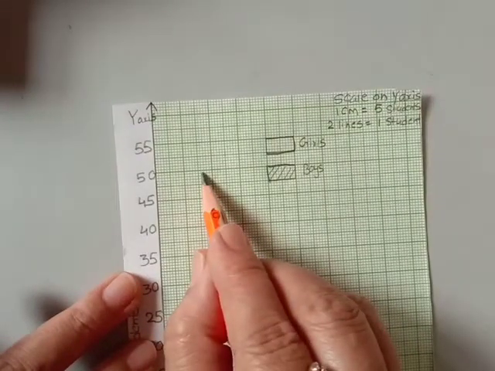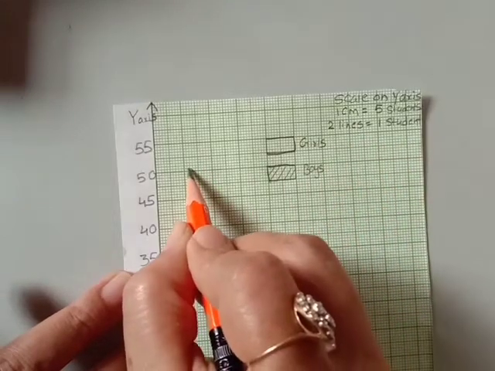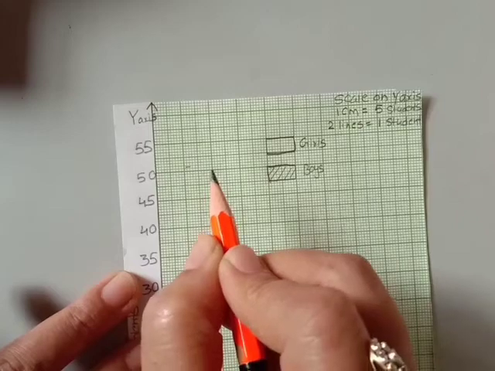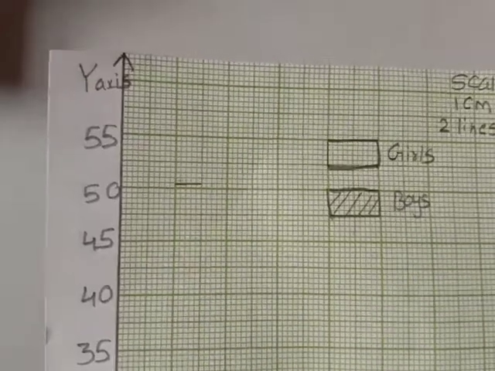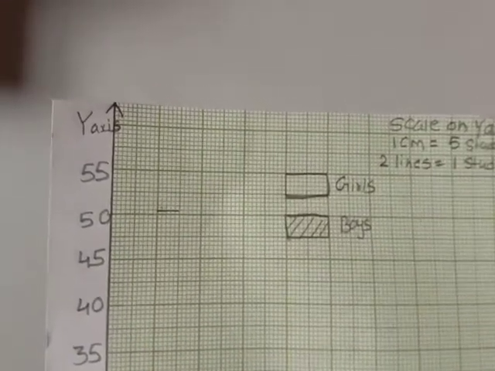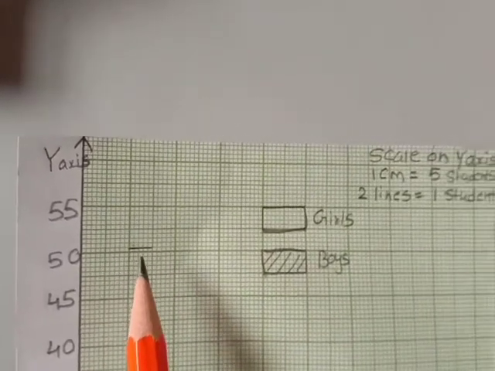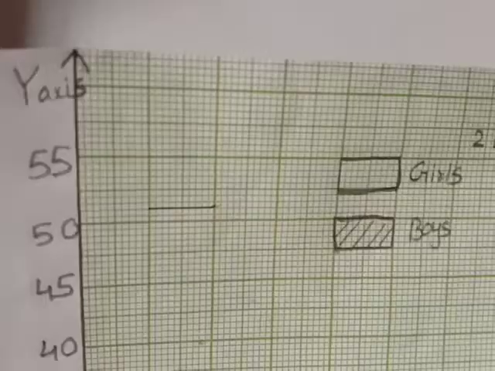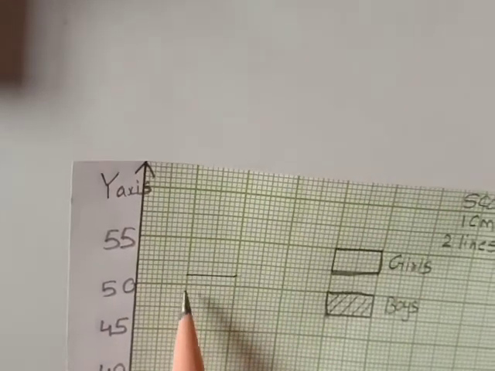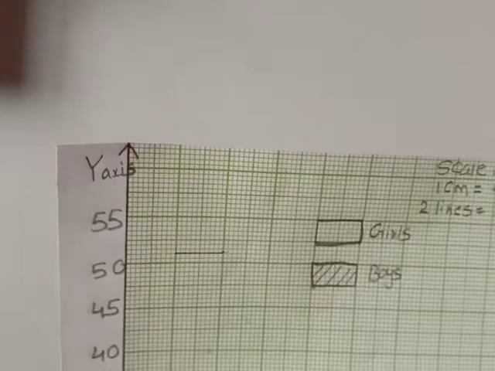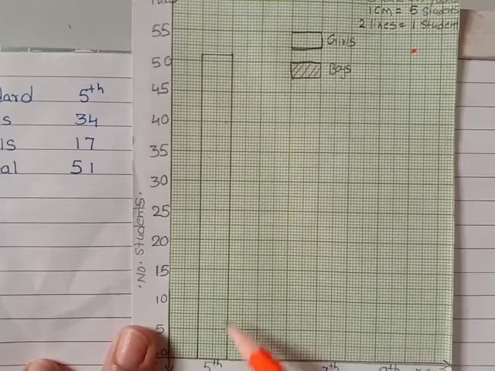Can you see this is 50? Now look over here: 2 lines means 1 student. So after 50, I am going to plot 2 lines. So this is 51. Have you understood? This is 50, and above 50, 2 lines. That means 1 child. So this is 50 and this will be 51. I'll show you one bar graph, you will be drawing the other 3. So this is the complete 51.